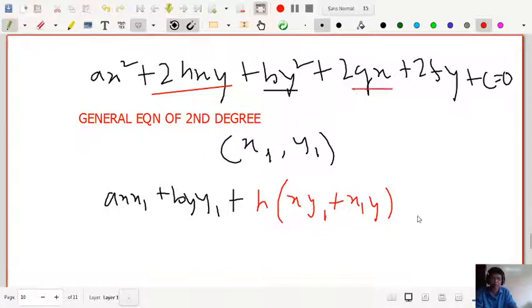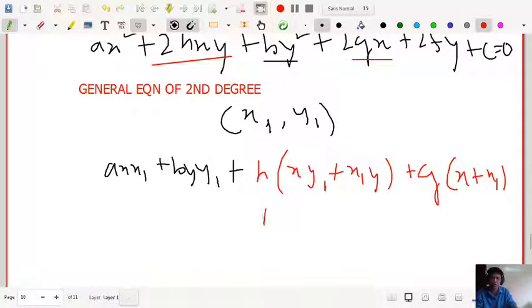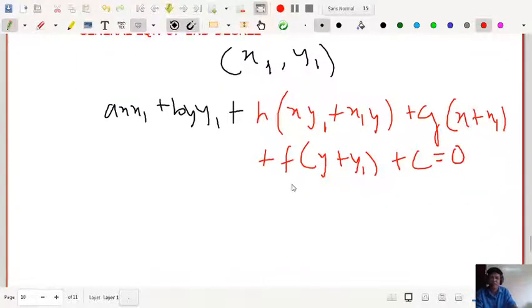Again you have a twice term, it will be half, and it's a single term x, so you need to write x plus x1. And another one, 2fy, so you need to half it, so f times y plus y1, because you have a single term y, and the constant remains as constant. So this is the way of writing the tangent in a direct way.